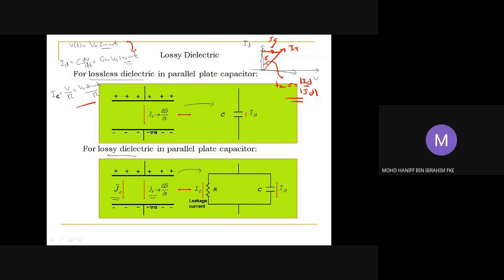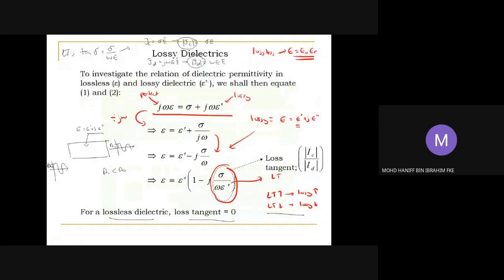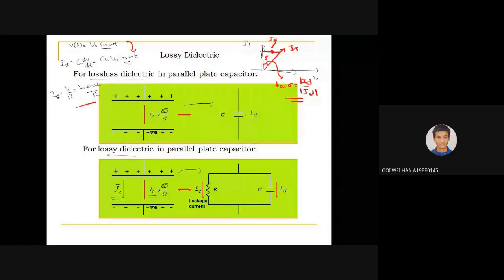We agreed previously from this equation that the loss tangent is the ratio between the IC magnitude and the ID magnitude, and this diagram agrees that the tangent of this angle delta is the ratio of IC over ID. Is my explanation clear? Okay, thank you.